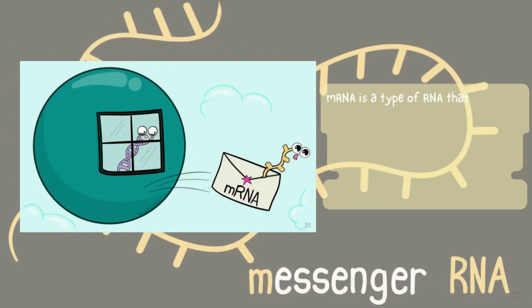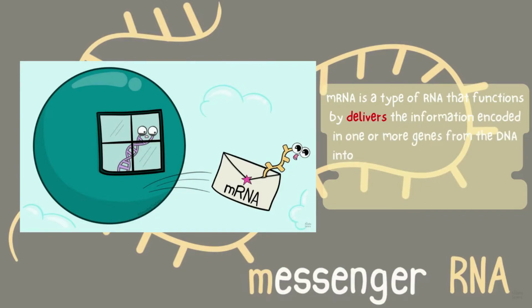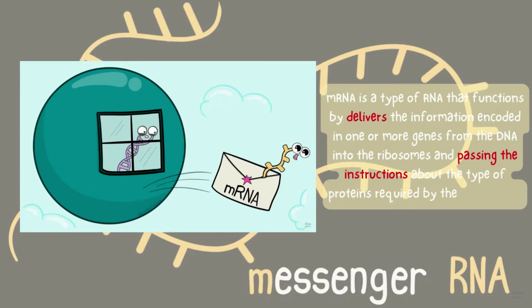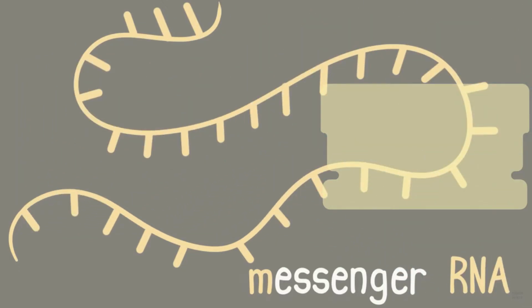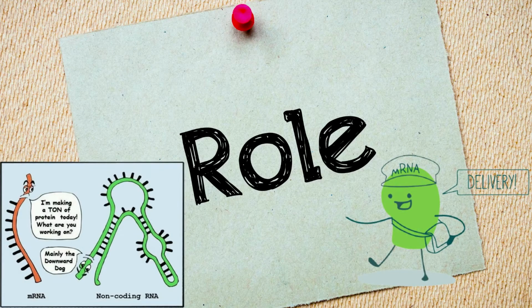mRNA is a type of RNA that functions by delivering the information encoded in one or more genes from the DNA into the ribosome and passing the instruction about the type of proteins required by the body cells. Therefore, the mRNA plays a vital role during the protein synthesis process.